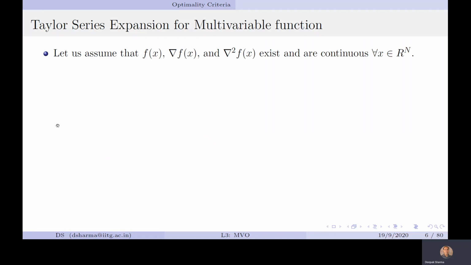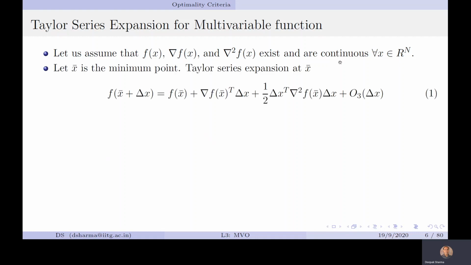Now let us move to the optimality criteria. This we will prove using the Taylor series expansion. As we know, for single variable optimization we use the Taylor series expansion for a single variable function. Similarly, we also have a Taylor series expansion for a multivariable function. Before we begin, let us assume that the function, the gradient of the function, and the Hessian of the function exist, and all of them are continuous for all values of x, where x belongs to the real space of size n. So let us rewrite.